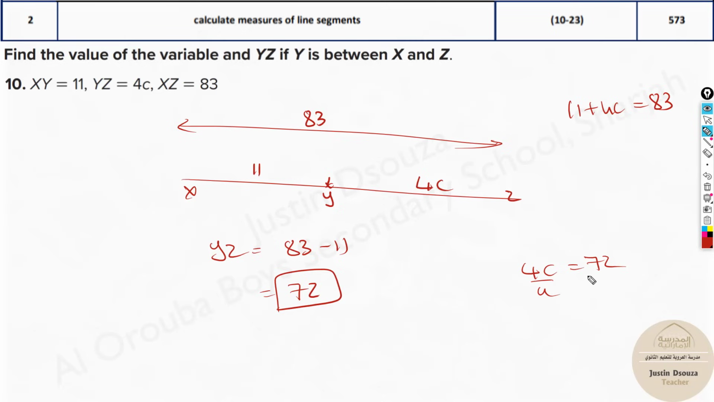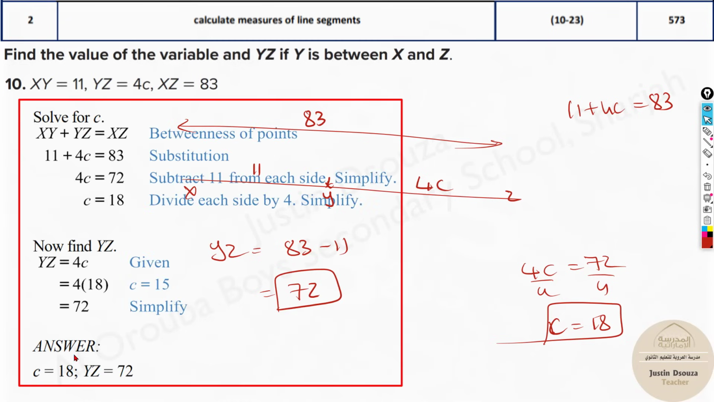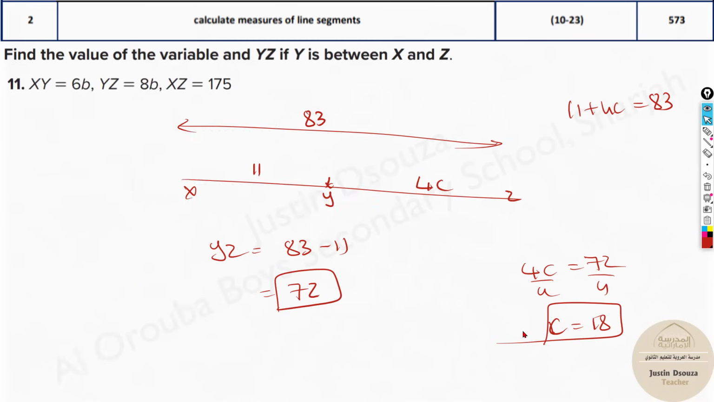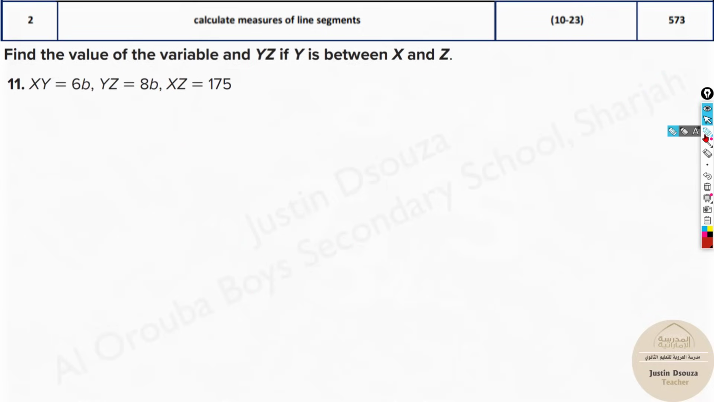Divide both the sides by 4. We know this is 18. So c will be 18. That's the answer. Use your calculators to solve it. It's very straightforward. 18 and 72 are the answers. Same way, try these problems by yourselves.